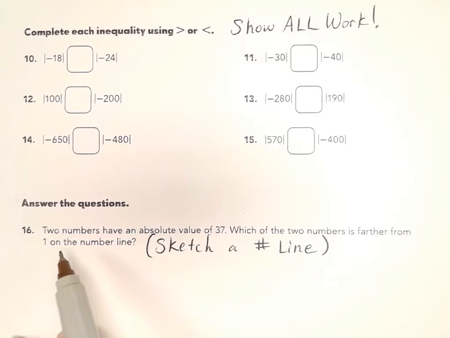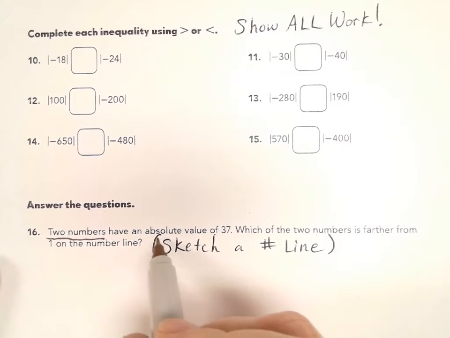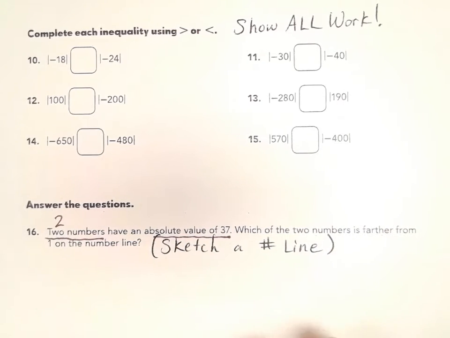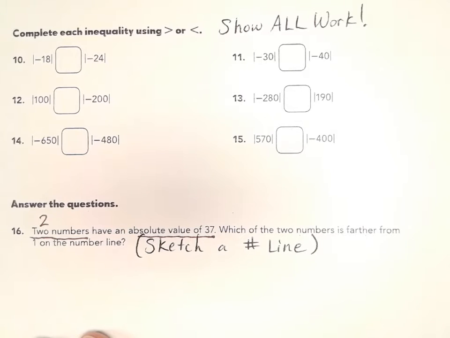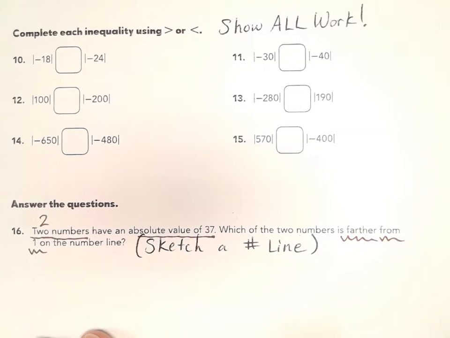Number 16. Two numbers have an absolute value of 37. I just read something really important. It says two numbers have this absolute value of 37. Two numbers. I might even put a 2 above that so that I remember there are two numbers. Which of the two numbers is farther, jumps out at me, from 1 on the number line? Well, this is interesting. It's not farther from 0, which really would be talking about absolute value. It says which is farther from 1. So in a minute, I move from this idea of two numbers that are equally the same distance away from 0 on the number line to decide which of those numbers is farther from 1.